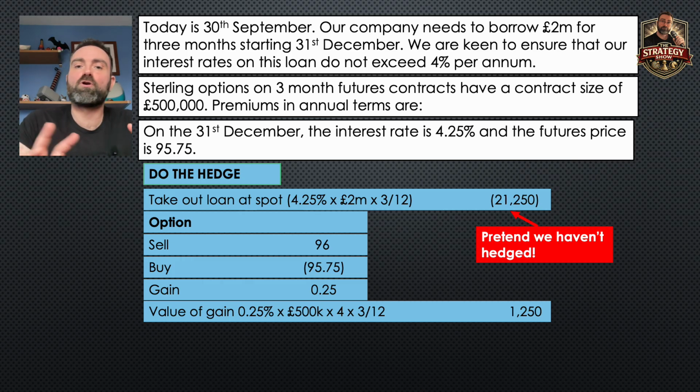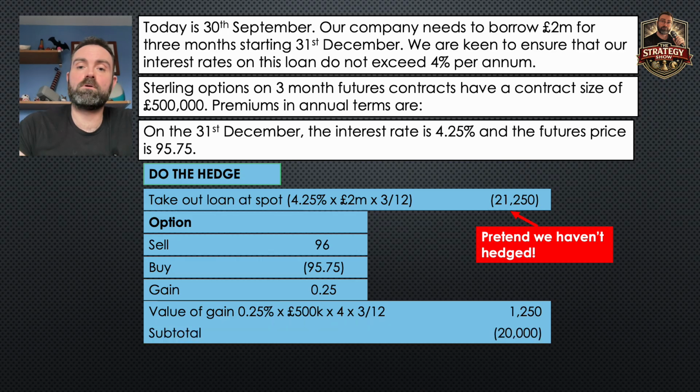Remember, this 3 months has got nothing to do with the length of the loan in the scenario. Even if the loan we were hedging here ran for 120 months, we'd still multiply here by 3/12, because that's how long the futures themselves run for. So the value of our gain is £1,250.